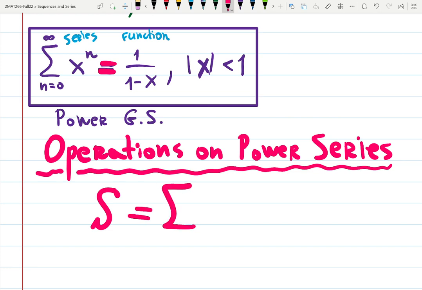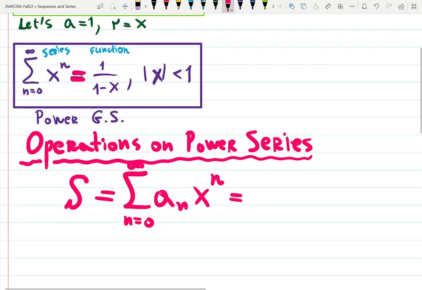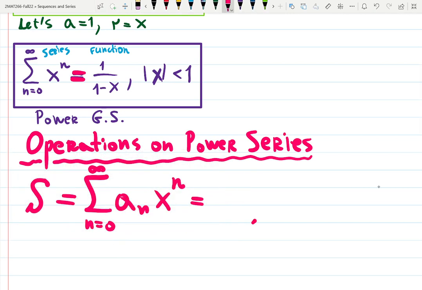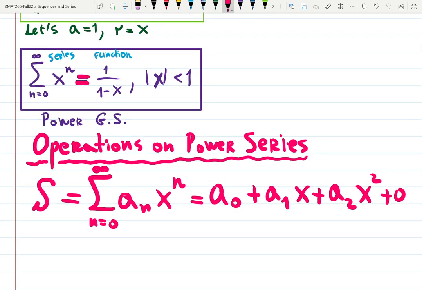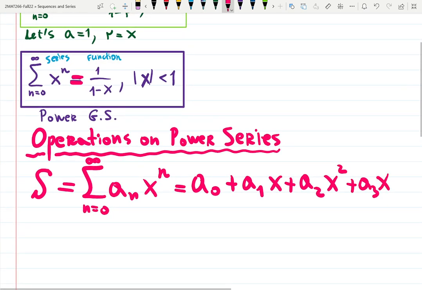S will be the series a sub n x to the n, n is from 0 to infinity. We can even write down the terms if you want. We can write down the first 4 terms, for example, just to see how it looks. The first term, you plug in 0: a sub 0 x to the 0, plus a sub 1 x to the 1, plus a sub 2 x squared, plus a sub 3 x cubed. And good enough, keep going forever. This is an infinite power series.